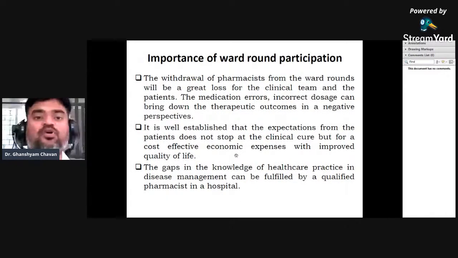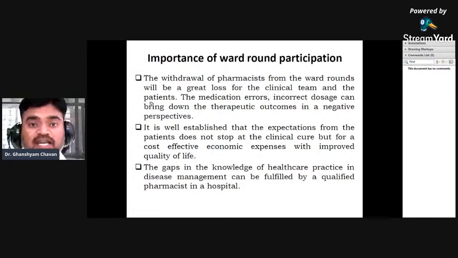Now here is the importance of ward round participation. Here we will discuss the various important aspects of ward round participation. The withdrawal of pharmacists from ward rounds will be a great loss for the clinical team and the patients, because as I discussed earlier, pharmacists know each and every aspect of drugs, foods, drug effects, pharmacodynamics, and kinetics. How can we lose the pharmacist in the round participation?